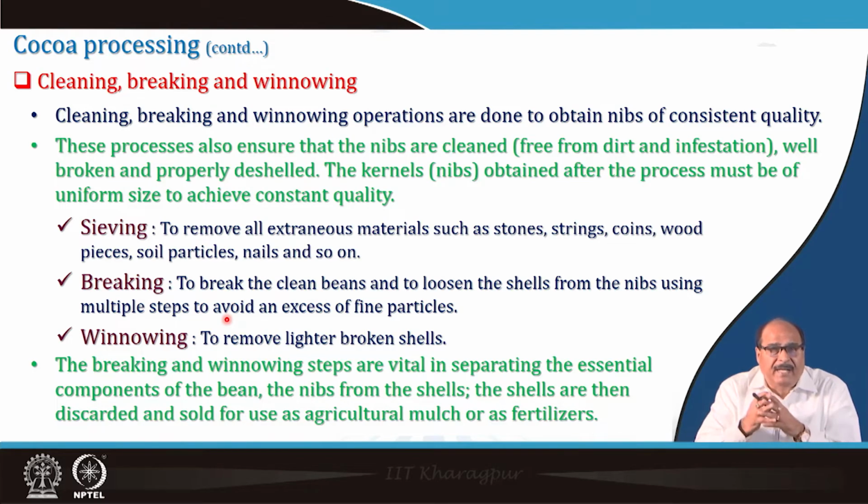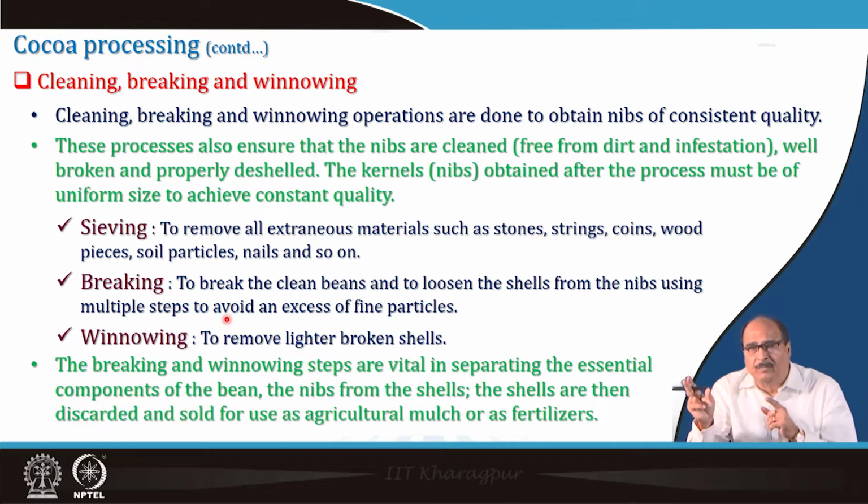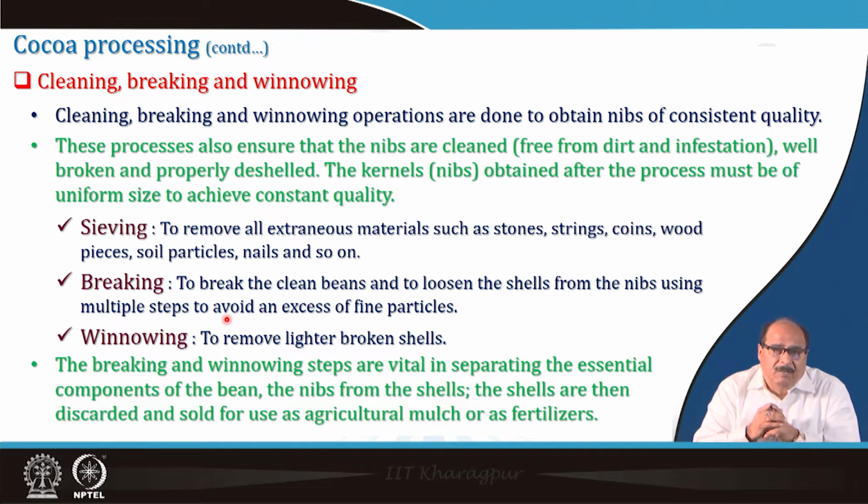Then cleaning, breaking and winnowing operations are done to obtain nibs of consistent quality. These processes also ensure that the nibs are clean, well broken and properly decelled. The kernels, which are cotyledons, known as nibs, obtained after the process must be of uniform size to achieve consistent quality in the final product. So, basically sieving, breaking and winnowing are the three major unit operations here.